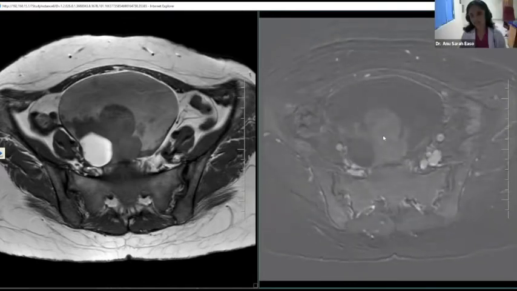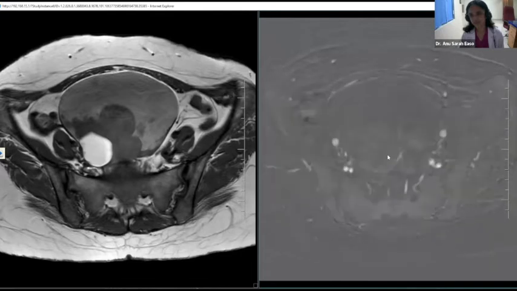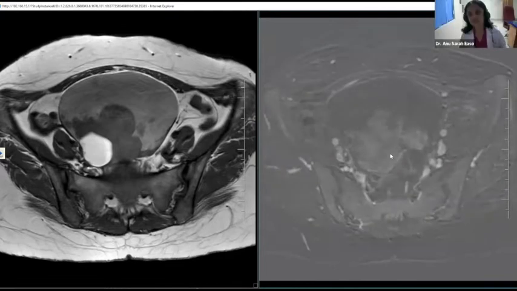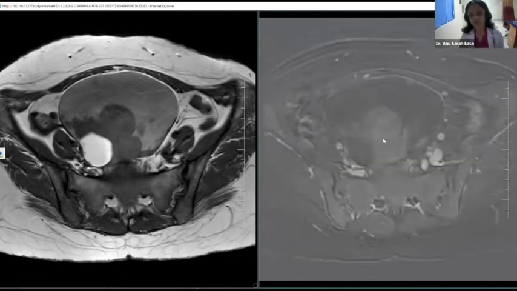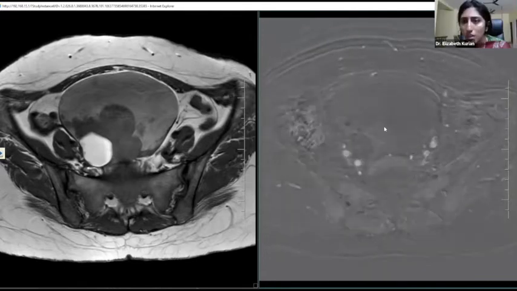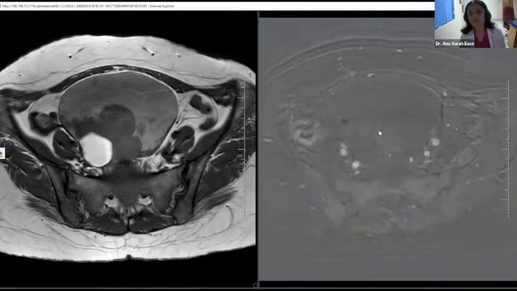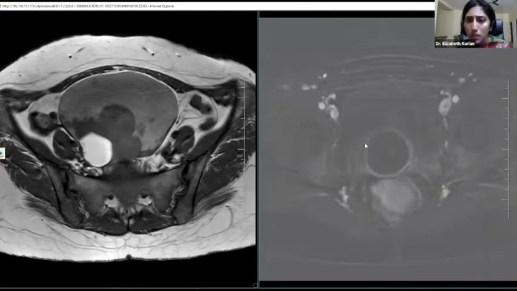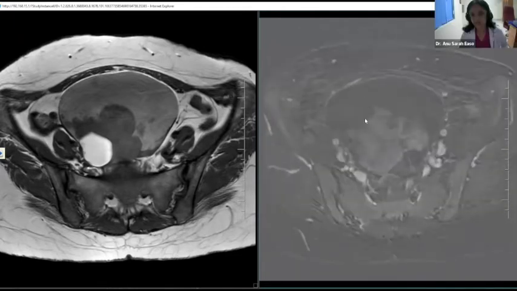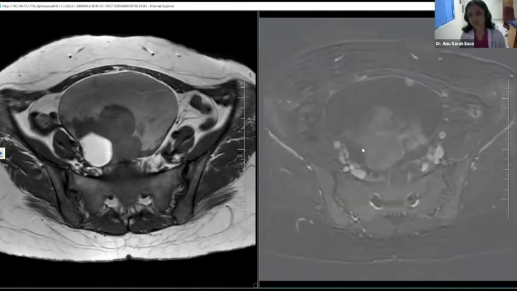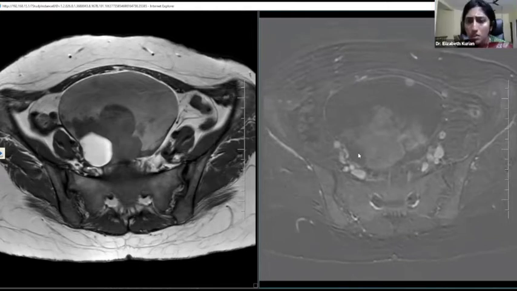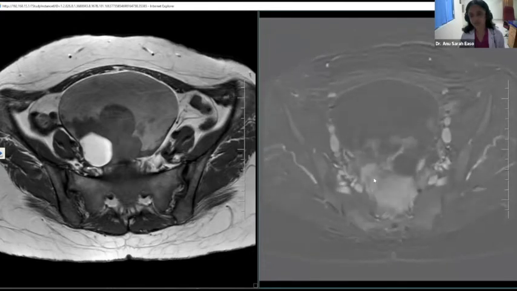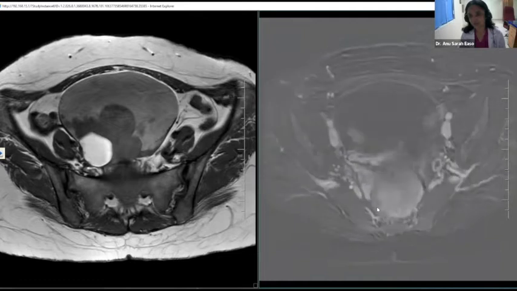Anything else you're seeing? Any other finding? Any lymph nodes? Are you seeing any enhancement of the peritoneum or any deposits? No, ma'am. No obvious peritoneal deposits are seen, ma'am. As you said, the solid part of the lesion is showing enhancement, and comparing it with the myometrium, some part of the lesion is definitely showing more enhancement than the myometrium.